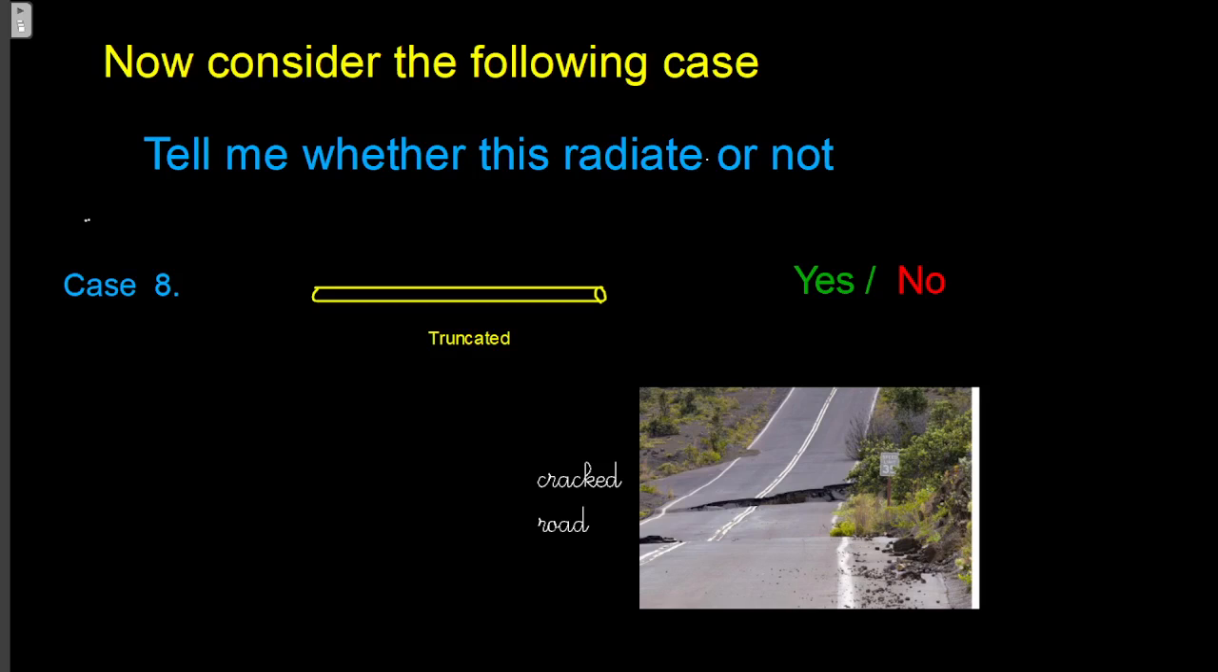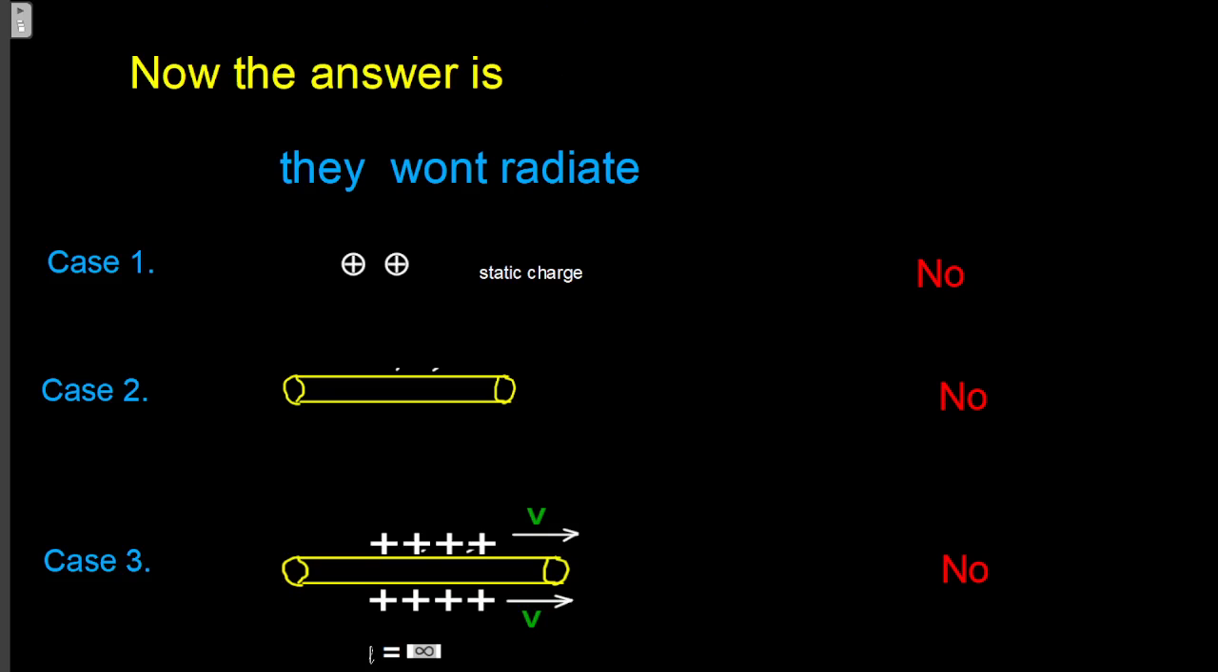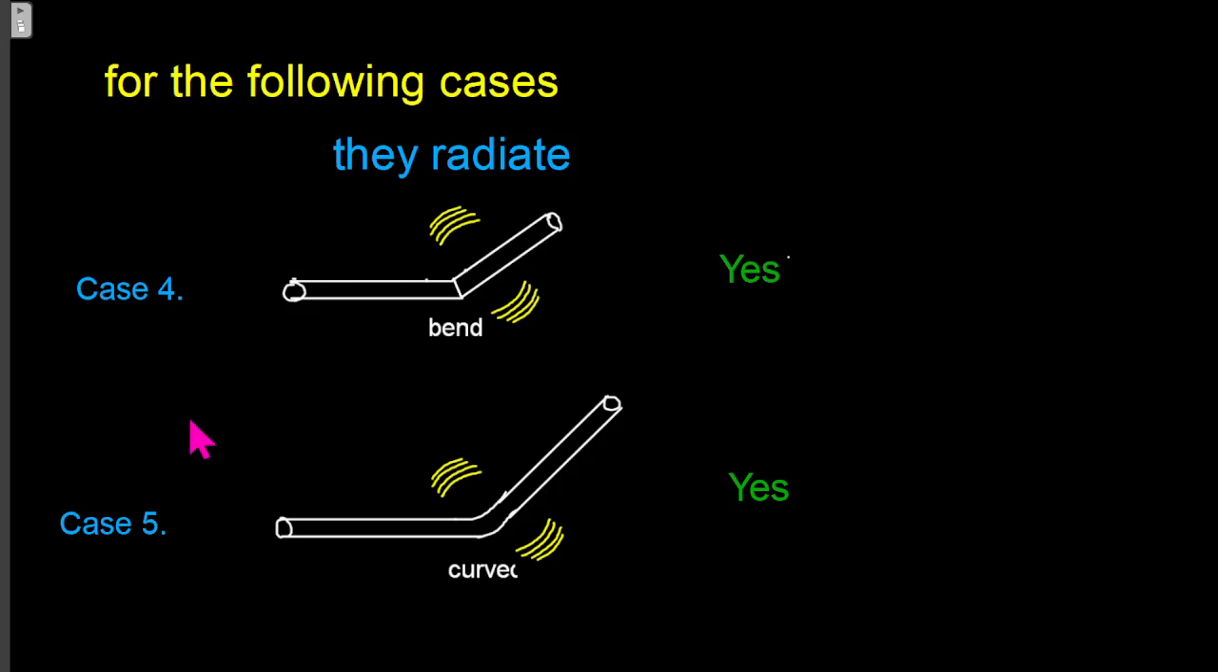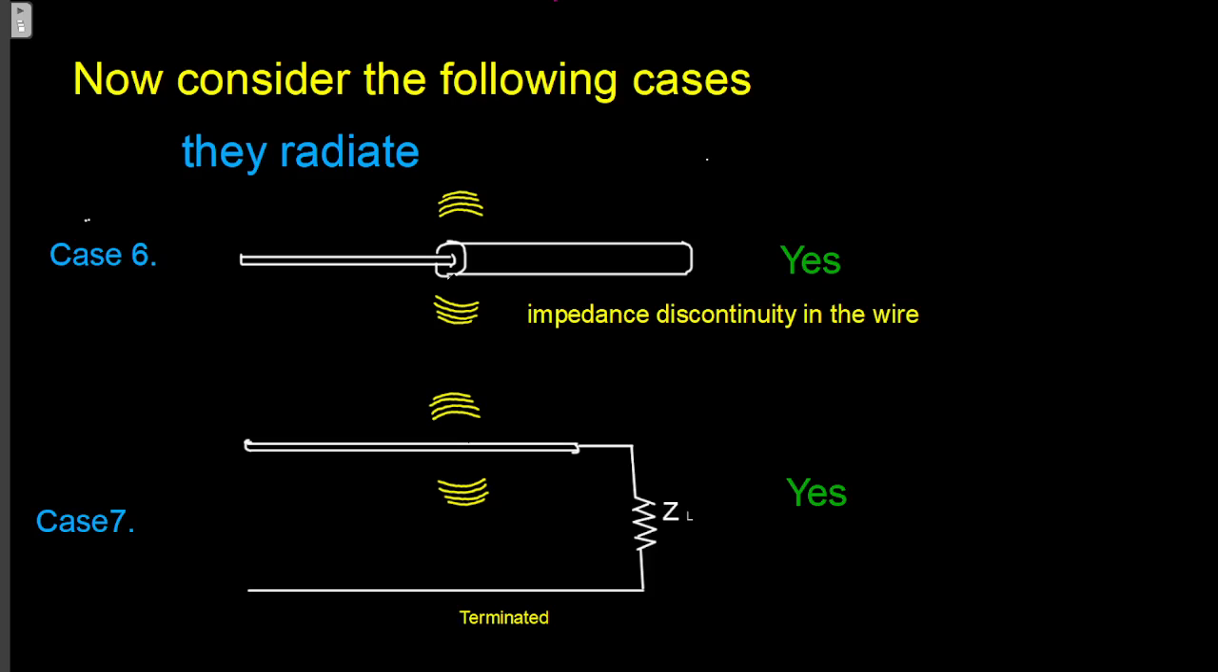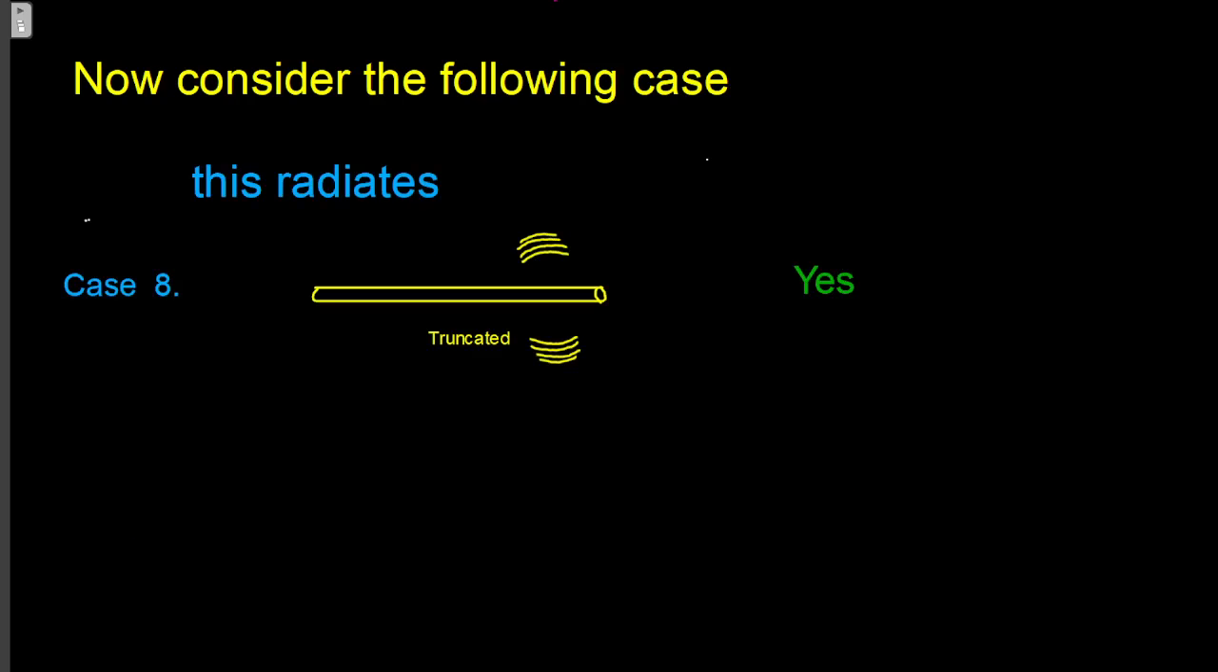And the seventh case is over, now the eighth case. The wire is being truncated, and here you have the current flow. Definitely at that time the radiation occurs. The answer is already given for the first three cases, and for the fourth and fifth cases, yes, it radiates. And for this case also you have the radiation. With that, the concept is over.